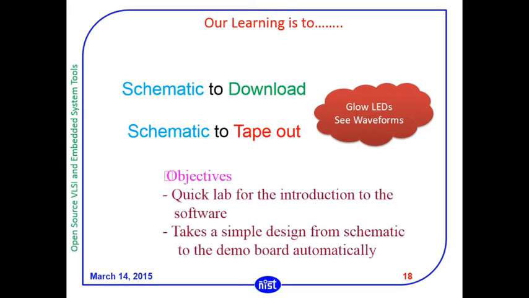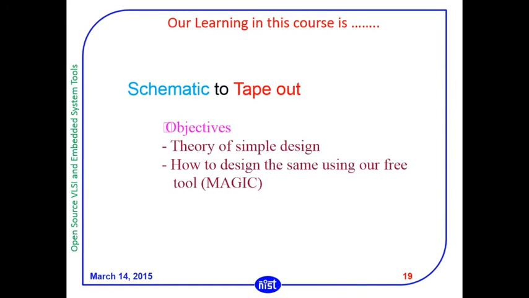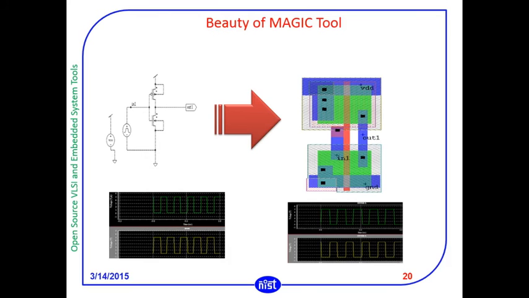Our objective is to have a quick lab for the introduction to the software, taking a simple design from schematic to the demo board automatically and giving a demonstration. Believe me, from the next class onwards you will see it. We will go step by step, line by line, so that you don't need any teacher for learning this course. So our learning in this course is schematic to tape out. The objective is the theory of a simple design and how to design the same using our free tools, Magic and others.